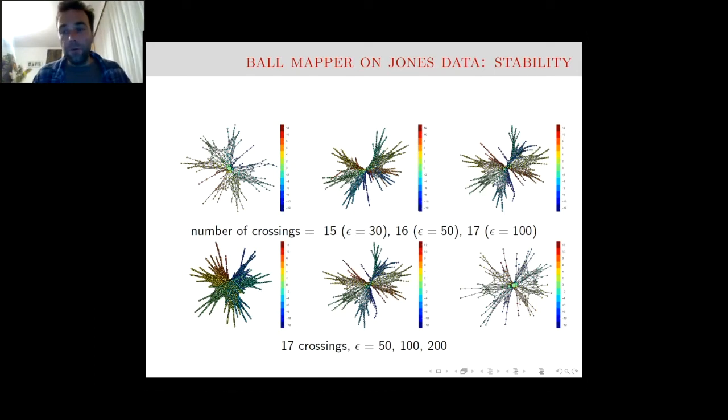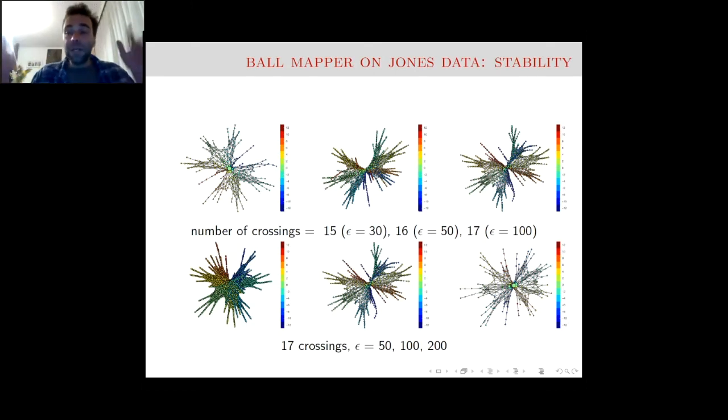And a typical thing you do to check it is you move your parameters a little bit. There are two types of parameters we can move over here. First of all, we are looking at knot polynomials for all the knots up to a certain number of crossings. We can increase the number of crossings from 15 in the upper left corner to 16 and 17 in the top row. So in the top row, we are looking at all the knots for 15, 16 and 17 crossings. We see a similar structure emerging.